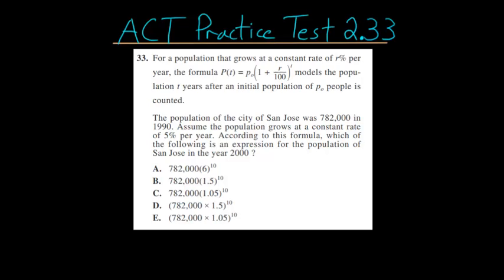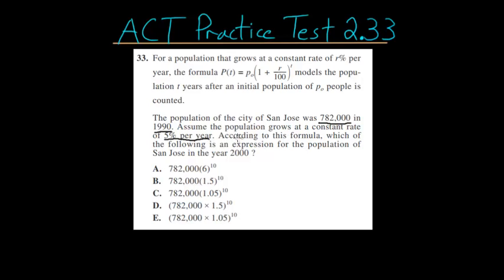For the 33rd problem on this second ACT practice test, for a population that grows at a constant rate of R% per year, the formula P(t) equals P0 times (1 + R/100) raised to the t power models the population t years after an initial population of P0 people is counted. The population of the city of San Jose was 782,000 in the year 1990. Assume the population grows at a constant rate of 5% per year.